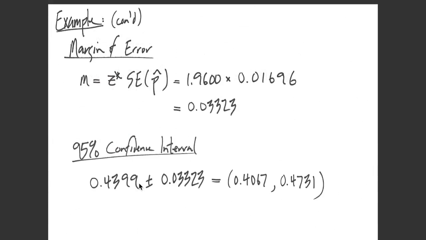The margin of error is the critical value times the standard error. So in this case, that turns out to be 0.03323. So what this means is that the margin of error for 95% confidence is about 3.323%. The 95% confidence interval then is our p hat value plus or minus that margin of error. And so that turns out to be from about 0.4067 to 0.4731, or if you express it in terms of percentages, the confidence interval extends from 40.67% up to 47.31%.